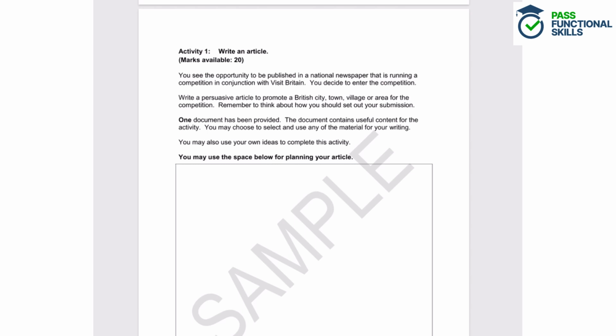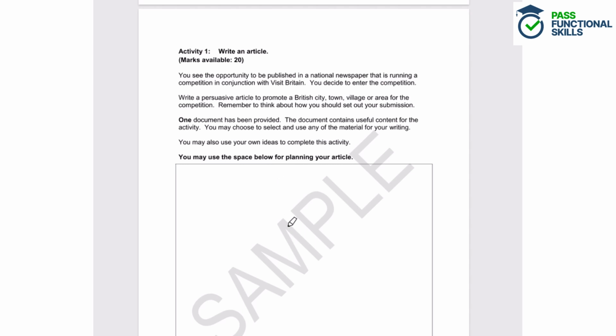One document has been provided. This document contains useful content for the activity. You may choose to select and use any of the material for your writing. You may also use your own ideas to complete this activity, and you can use the space to plan your article. So what do we need to identify from this question?